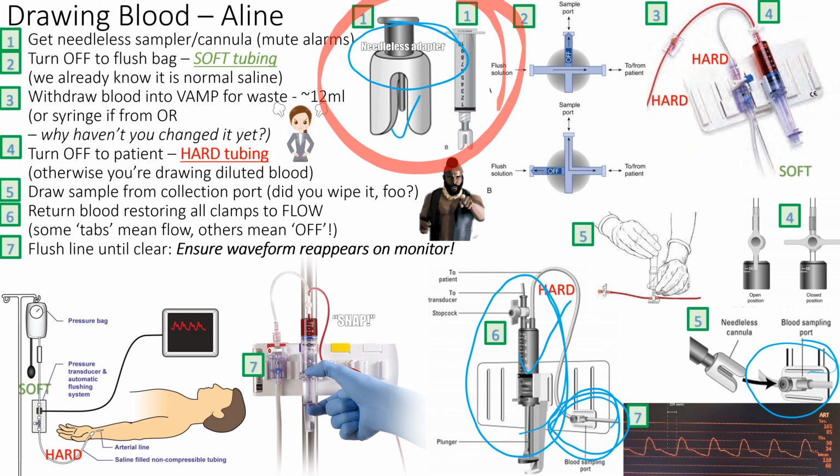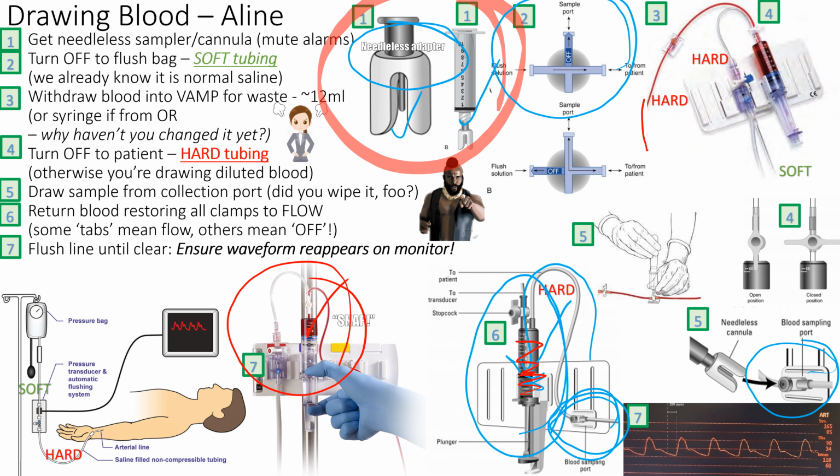So first step, grab your supplies. Next step, you're going to open it up, right? Where do you want to open it to? Do you want to turn it off to the patient or off to the transducer? Off to the transducer, because we want to sample from the patient, not from the transducer, right? So we pull back all this blood into this tubing here. We want to make sure that we're not pulling from this blood diluted with saline. We want to make sure we get a nice clean sample from the patient itself, right?